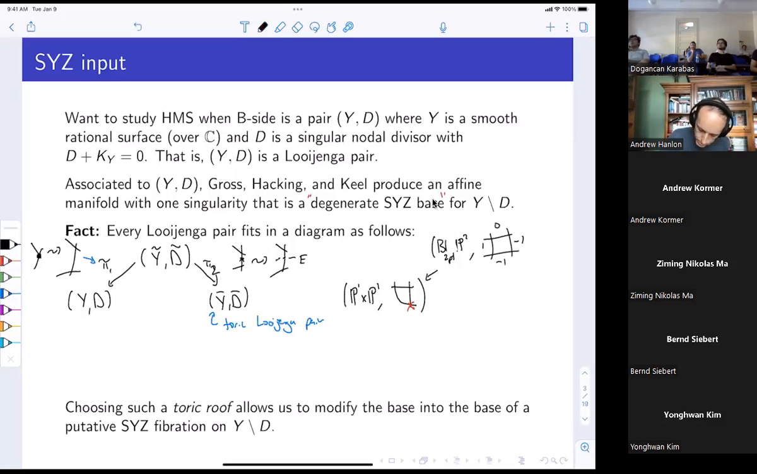Sorry, so these ones are 0, 0, and 1. Sorry, let me just do that. And if I blow down this thing, now you can find some exceptional curve that's transverse to this, and you can blow down to get back to the toric blow up at a point of P2 that looks like this.